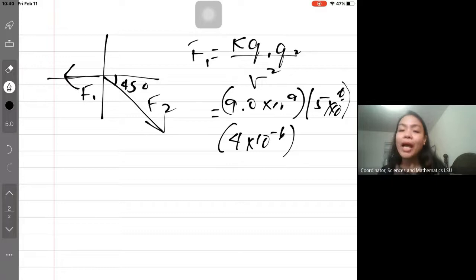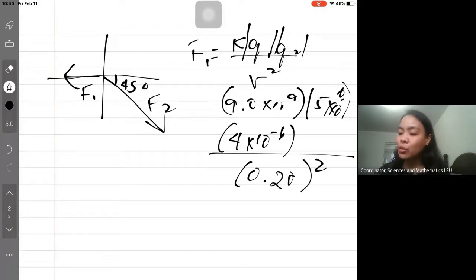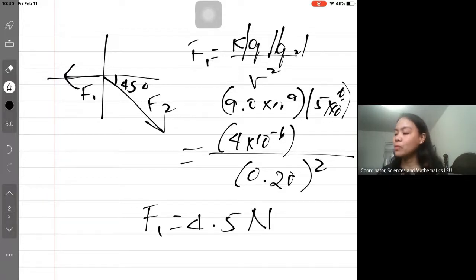Take note, I am not putting in the negative sign for the negative 4 microcoulomb because Q1 and Q2 are in absolute value. Over the distance between them, which is 20 centimeters. You should have that in meters, so 0.2 meter squared. Again, guys, never forget to square that one. So our F1 value is 4.5 newtons.